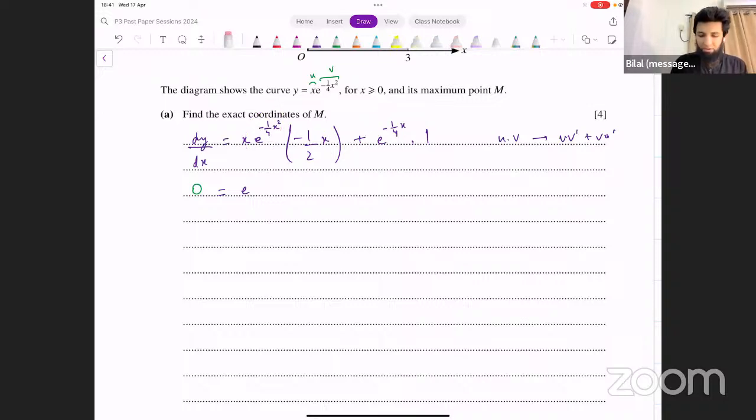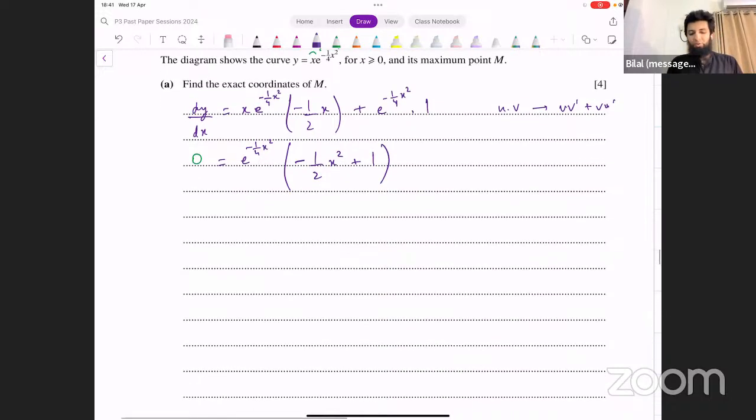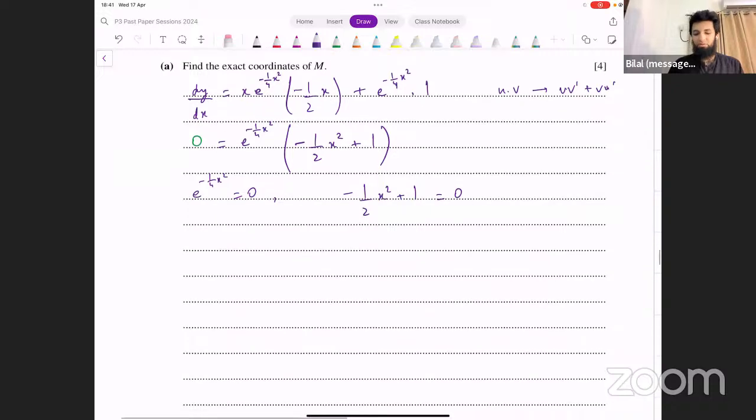What does that leave you with? e power minus 1 over 4x squared, take that common. Inside you're left with minus 1 over 2x into x. That's minus 1 over 2 x squared plus 1. Now it's a product. Two things are multiplying and the result is equal to 0. That means either the first thing is equal to 0 or the second thing is equal to 0. So we say either e raised to power minus 1 over 4x squared equals 0, or minus 1 over 2 x squared plus 1 equals 0.